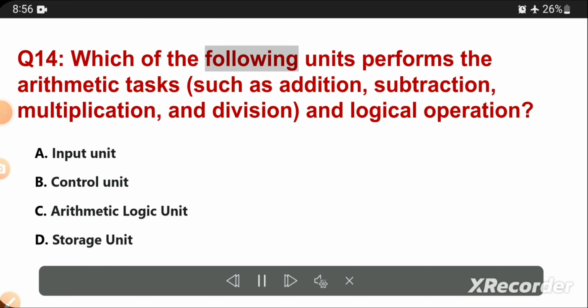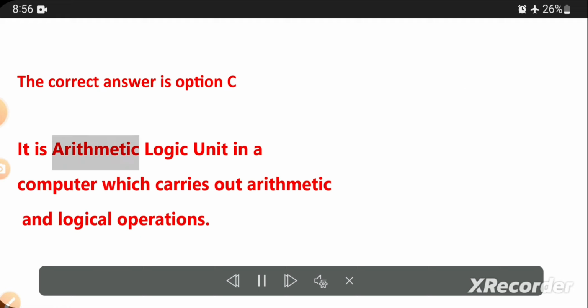Q14. Which of the following units performs the arithmetic tasks such as addition, subtraction, multiplication, and division, and logical operation? Input unit, control unit, arithmetic logic unit, storage unit. The correct answer is option C. It is the arithmetic logic unit in a computer which carries out arithmetic and logical operations.